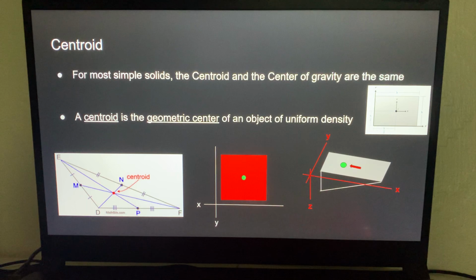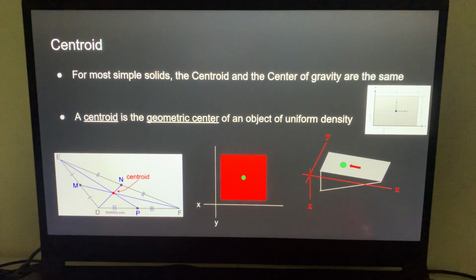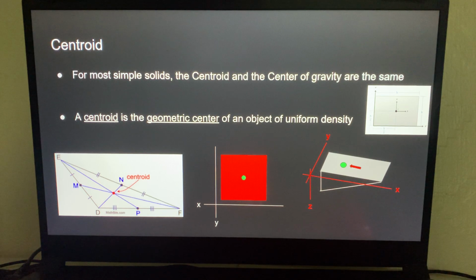Centroid. For most simple solids, the centroid and the center of gravity are the same. So for this class, we're going to just assume that they're the same. A centroid is the geometric center of an object of uniform density. So in this example down here with the red rectangle, the green dot is the centroid. It's half the base and half the height.